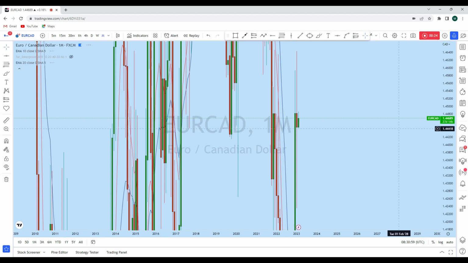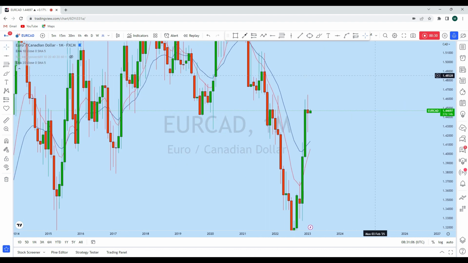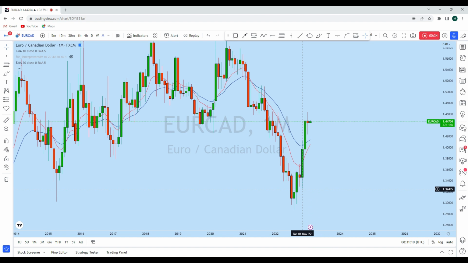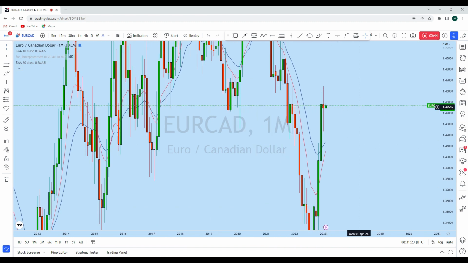Looking first of all at the monthly, as there is a monthly close today and a new monthly opening, we see that EURCAD has created a narrow doji. As you can see, there's been a big bullish movement for the last couple of months, and this month the market created this narrow doji, a sign that the bulls are getting a little bit exhausted in this market.